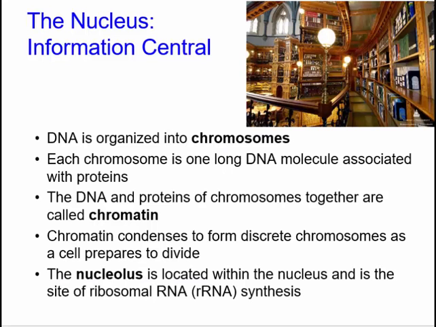So the nucleus is the information central in a cell. That's where the DNA is found. DNA is organized into chromosomes. The DNA is wrapped around proteins. That complex of those 2 molecules is called chromatin. When a cell divides, that stuff has to condense. We'll see all this stuff as we go through the course.